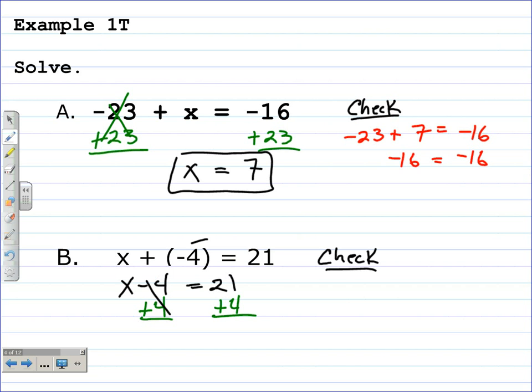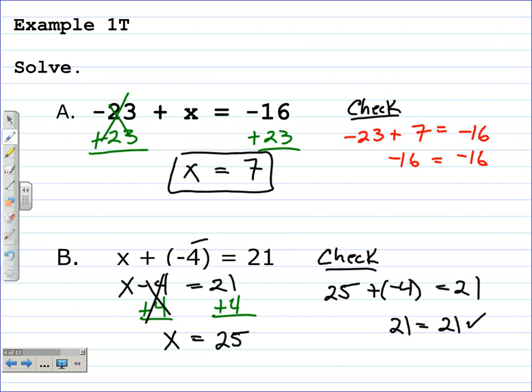These 4s are opposites. They go away. They cancel, if you will, leaving us x isolated on one side of the equation, and 21 plus 4 is 25. Again, we can perform our check by substituting into our original equation. 25 plus negative 4 is supposed to equal 21, and of course it does. 21 is equal to 21, so our equation checks out. Our solution checks out.